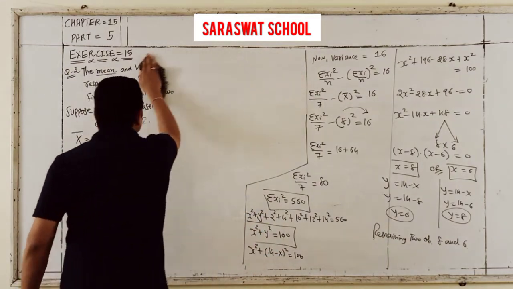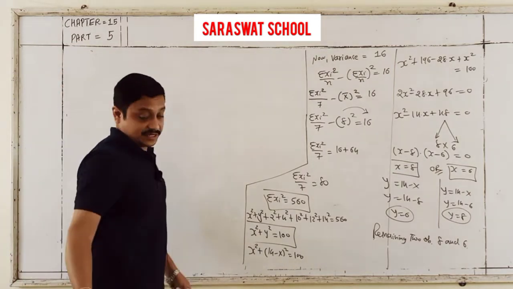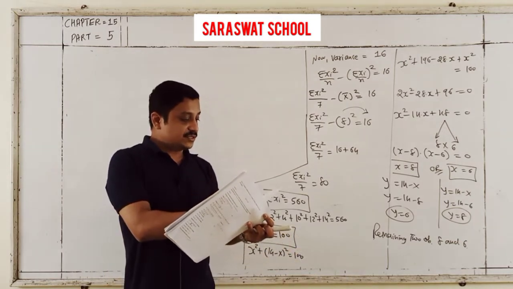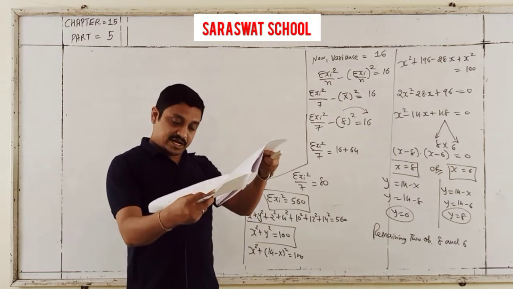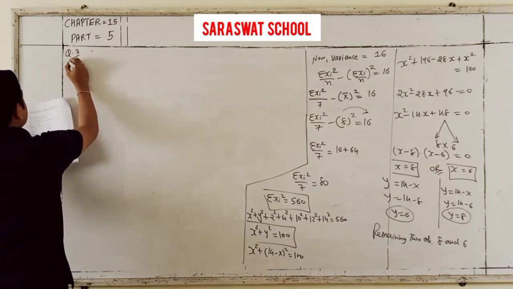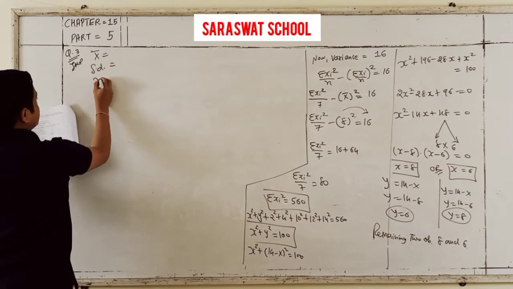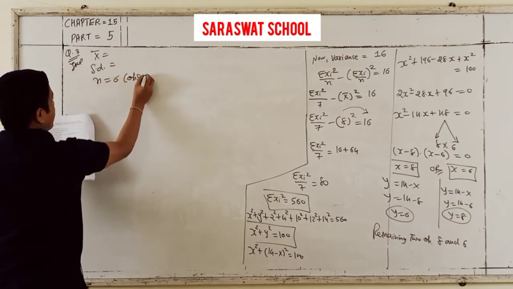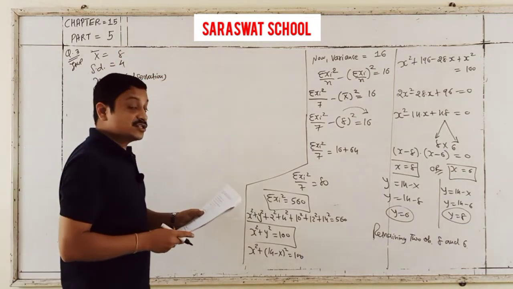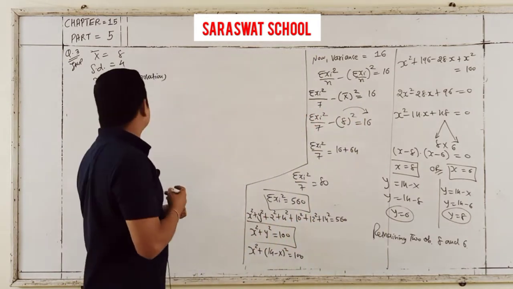Now question 3 is also a very big numerical and important for our exam. The heading of the third one: out of 6 observations, the mean and standard deviation of these 6 observations are given as 8 and 4. If each observation is multiplied by 3, then find the new mean, new variance and new SD.